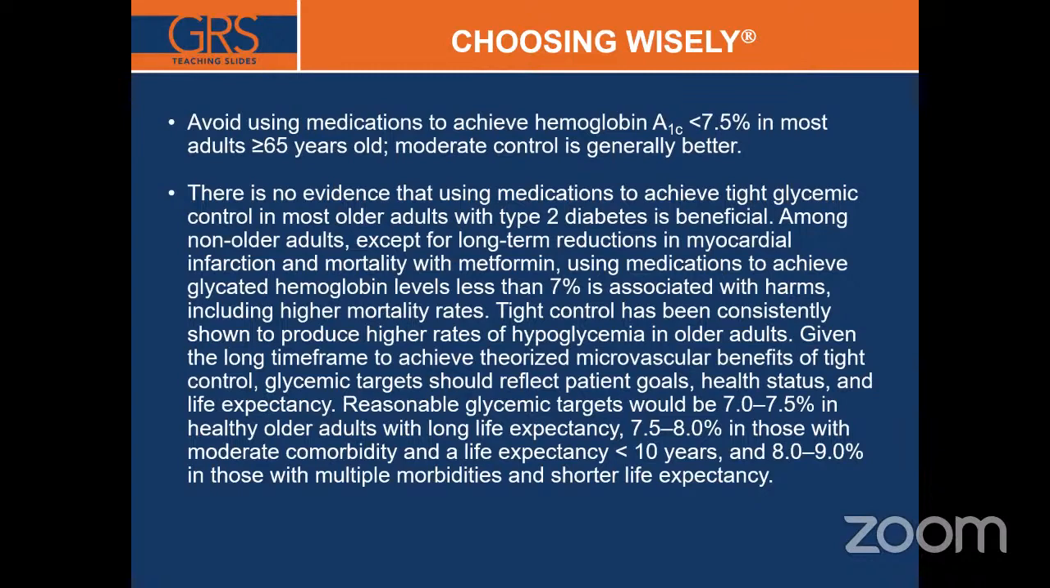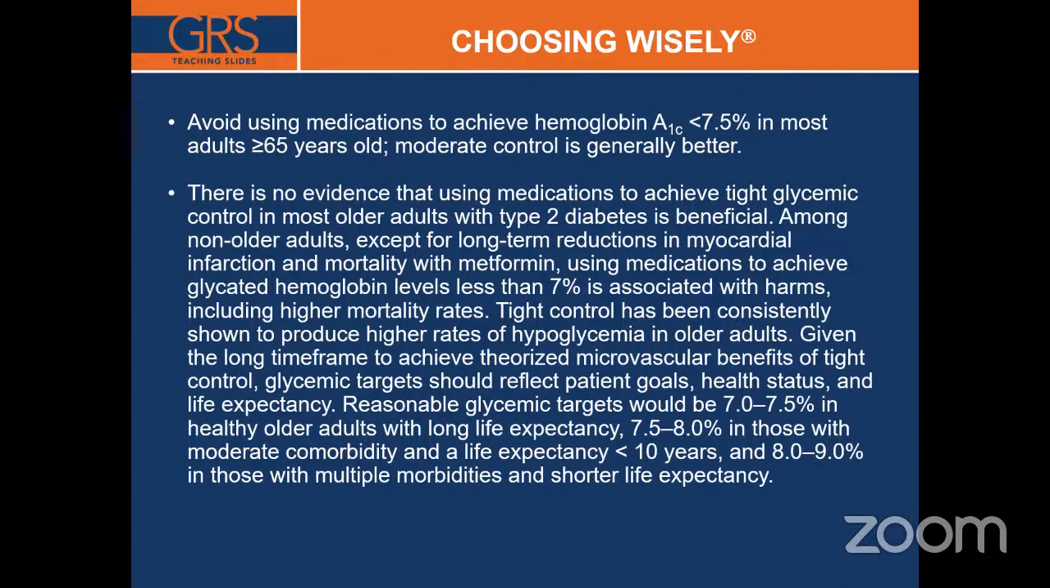Now, we don't have evidence that using medications to achieve tight glycemic control in most older adults with type 2 diabetes is beneficial. Except for the long-term reductions in myocardial infarction and mortality with metformin, using medications to achieve a glycated hemoglobin level less than 7% is associated with harms, including higher mortality rates. Tight glycemic control has consistently been shown to produce higher rates of hypoglycemia in older adults.